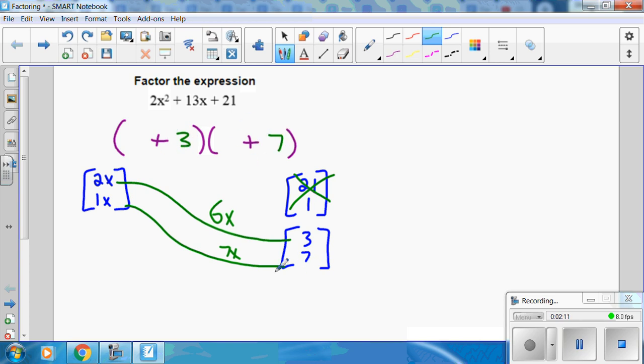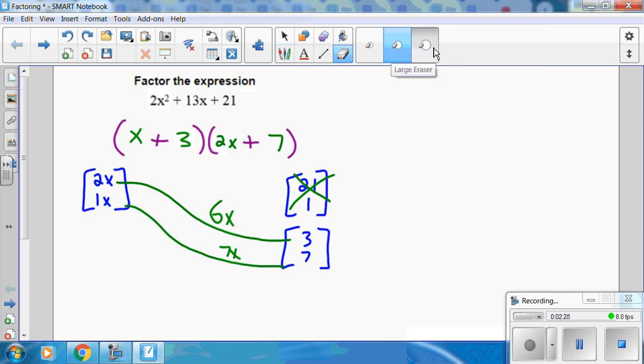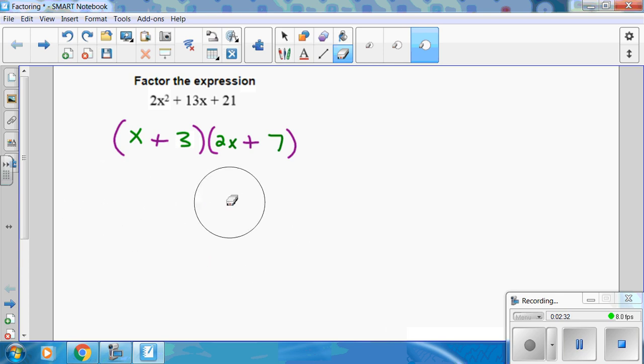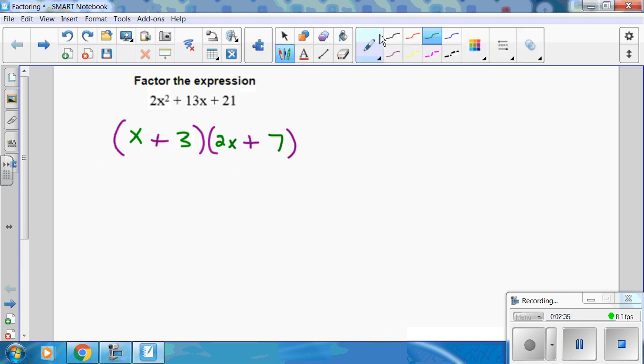Now keep in mind, 7 is getting multiplied with the 1x. And if 7 is here, then 1x has to be here. And 3 gets multiplied with the 2x, so with the 3 here, 2x must be here. And we should have it factored correctly. What we're going to do to check is multiply the two binomials together.